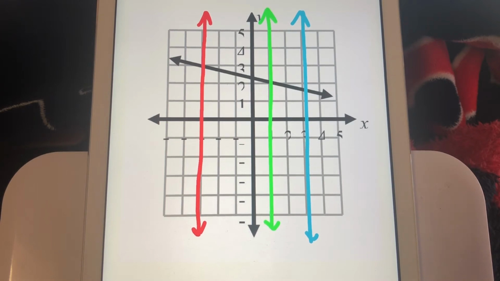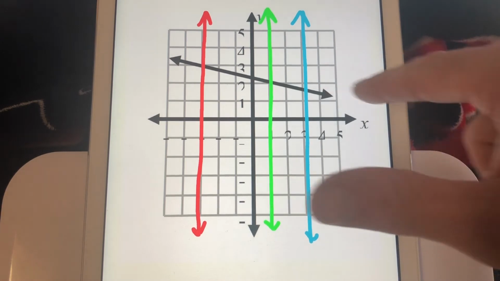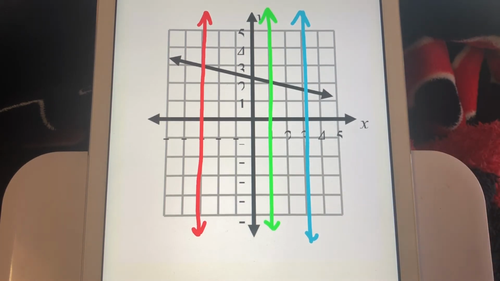Now, we could draw any vertical line. Notice that the graph continues all the way down into the right and all the way up into the left. So any vertical line we draw is only going to cross that graph one time. So that means this is a function.